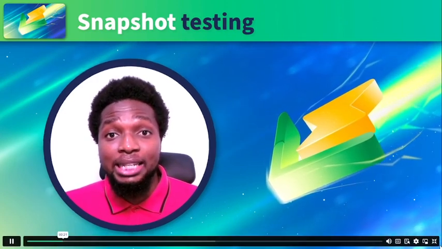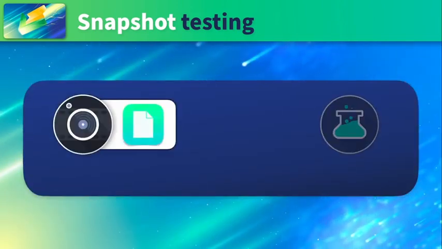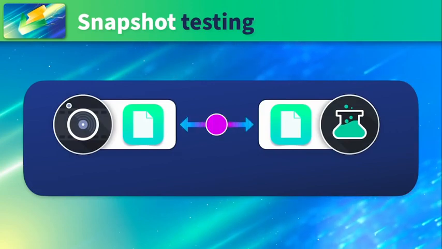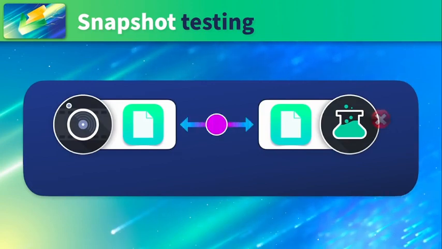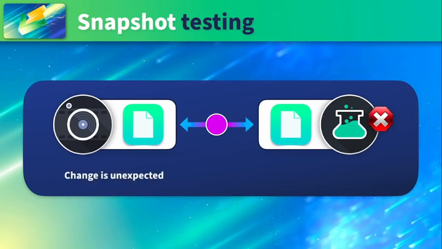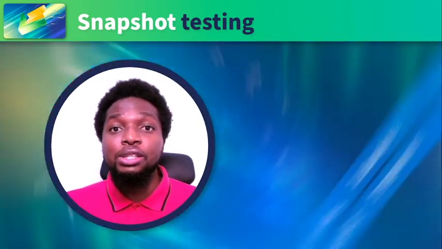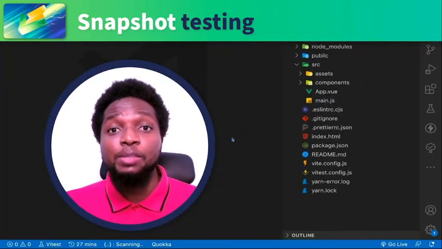When using snapshots, Vitest will take a snapshot of the given value and then compare it to the reference snapshot file stored alongside the test. The test will fail if the two snapshots do not match. Either the change is unexpected or the reference snapshot needs to be updated to the new version of the result. To use snapshots in Vitest, you can use the toMatchSnapshot method from the expect API.